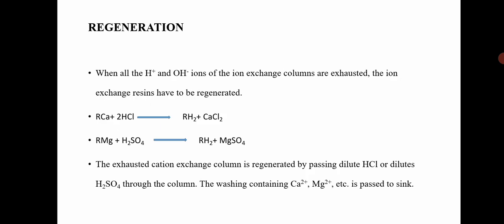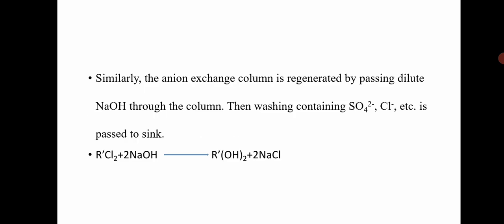When we run the process continuously, the resins become exhausted. So they are regenerated with the help of chemicals like NaOH as well as hydrochloric acid. The cationic resin is regenerated with the help of acids, using HCl or H2SO4. We can once again regenerate the cationic resin, that is RH2. Similarly, the anionic resin is regenerated using sodium hydroxide. Here also the same ion exchange process takes place. Finally, we get the basic resin, that is R(OH)2.